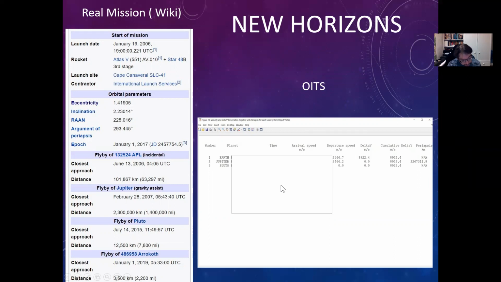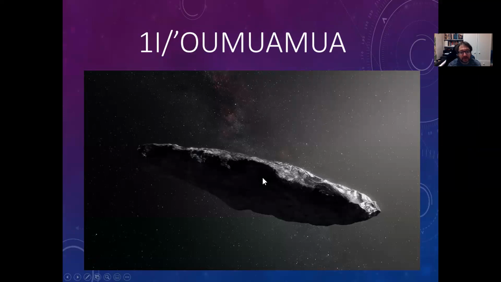What I now want to do is see whether OITS can solve missions to interstellar objects. We know it worked for historical missions. Can we solve missions to interstellar objects, future missions? What is an interstellar object? Well, it's an object that originates from outside our solar system. The first one was discovered in 2017.